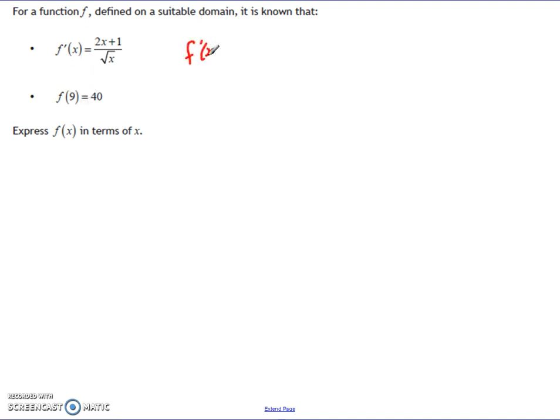So we have to write f dash of x, split it into 2 fractions. So we get 2x over root x plus 1 over root x. What we can then do is split these up, simplify them, and we've got our answer. So 2x divided by root x, well x divided by root x is just root x, so that's 2 times root x. It's plus, well 1 over root x becomes 1 over x to the half, which becomes plus x to the -1/2. Write the root x as x to the half, and we're ready to rock and roll.